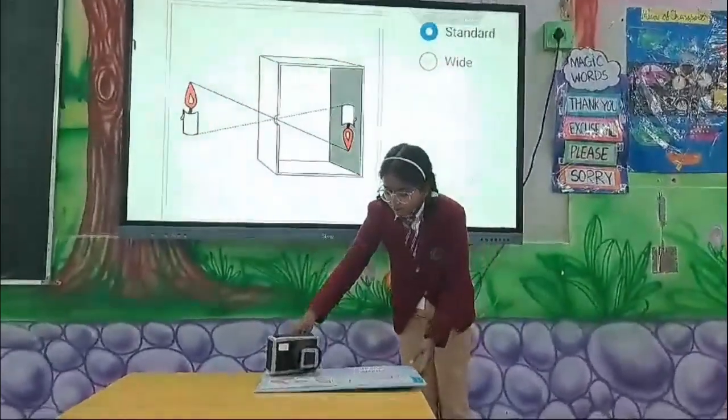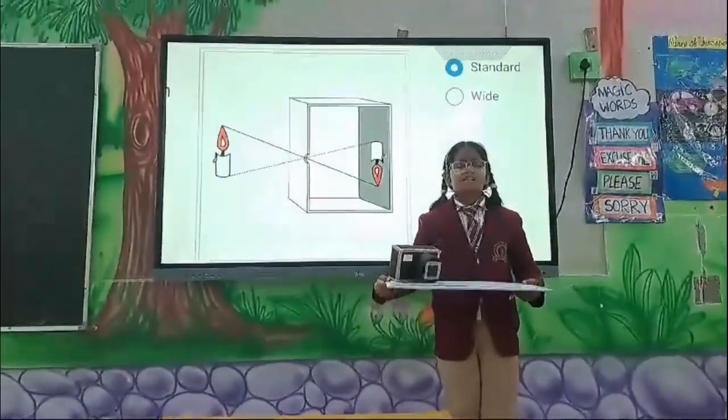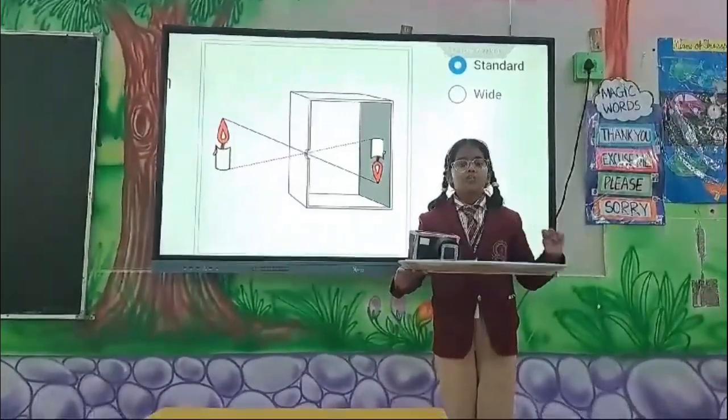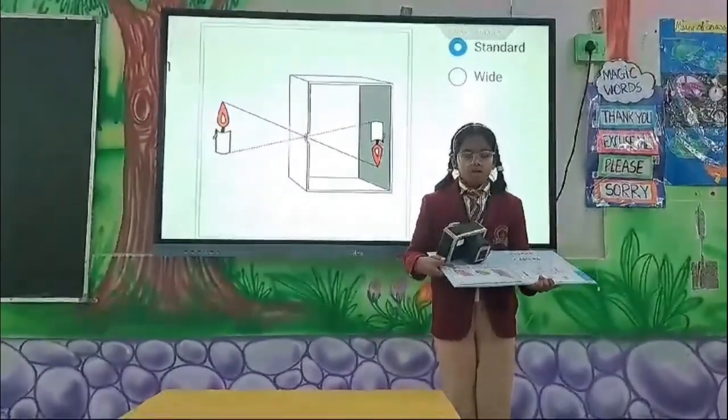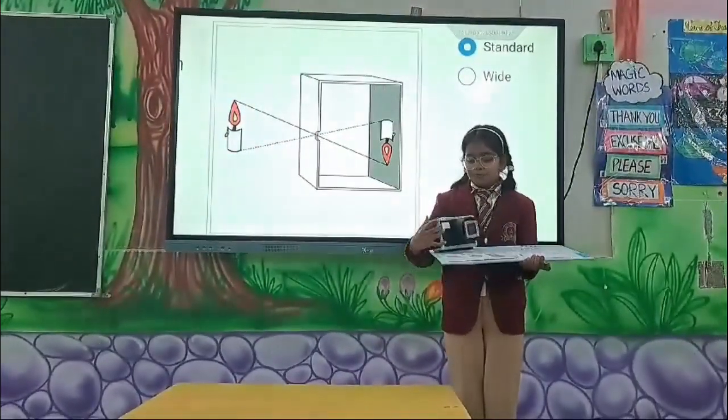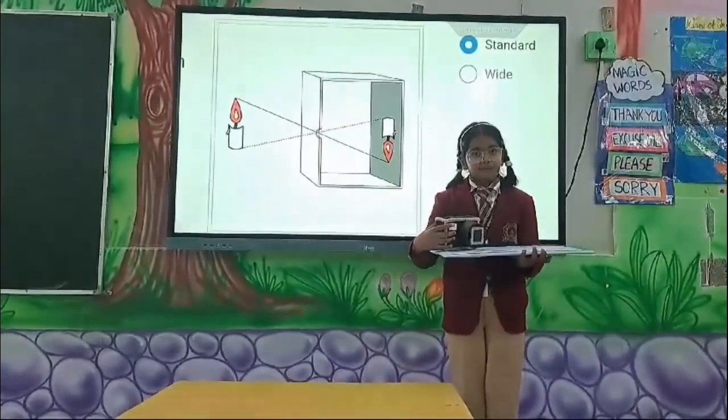I am going to present my science activity, that is a pinhole camera. First, what is a pinhole camera? A pinhole camera is a simple camera without a lens but a tiny aperture called a pinhole. In simple language, you can also call it a light-proof box with a hole on one side of it.